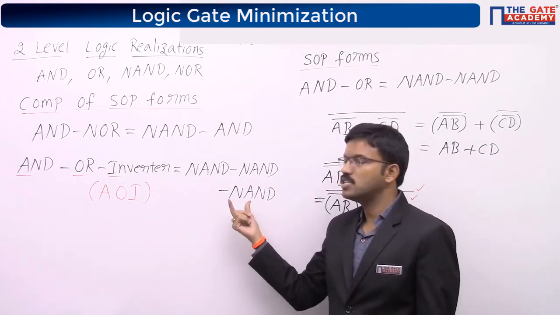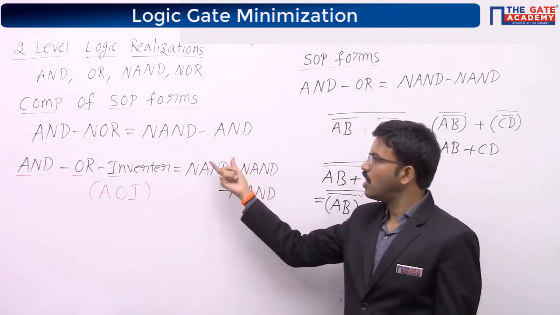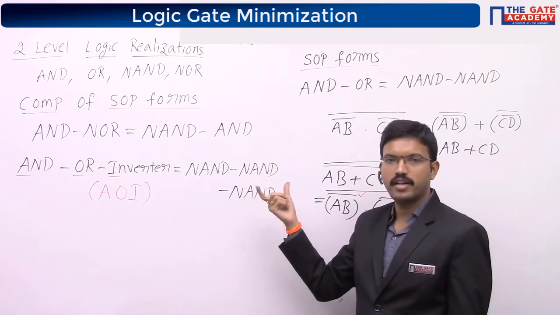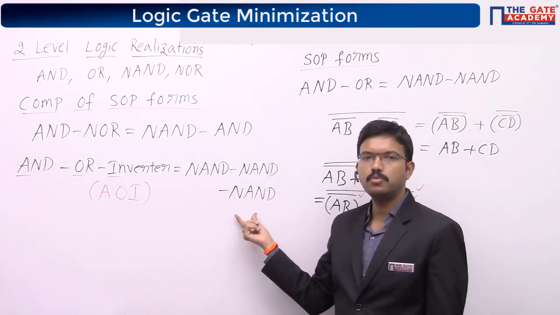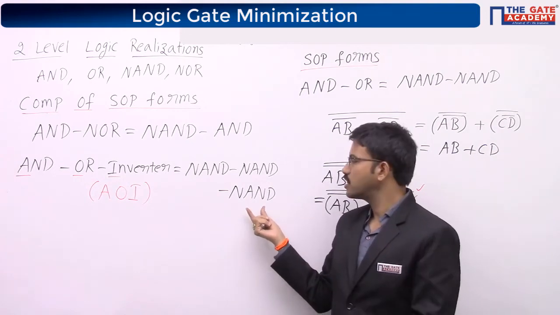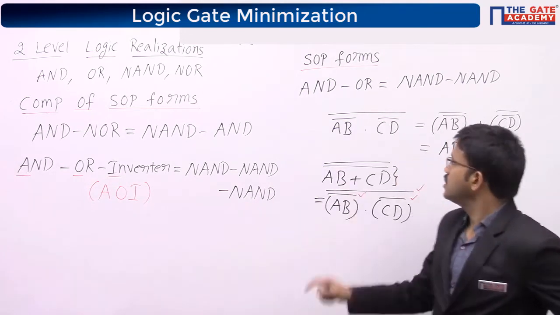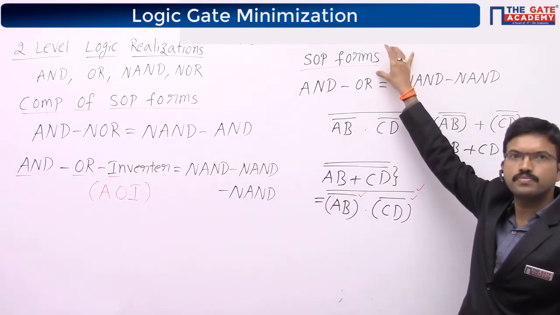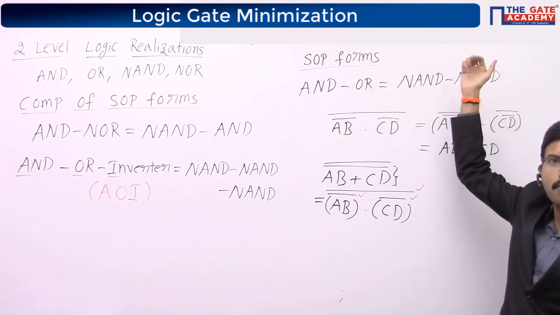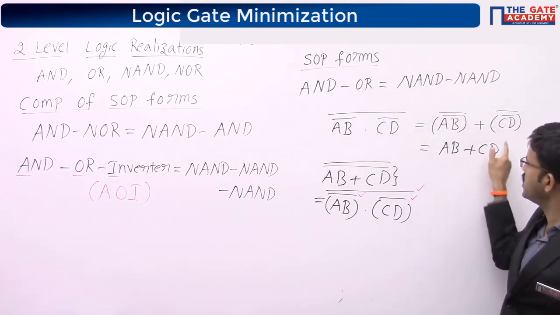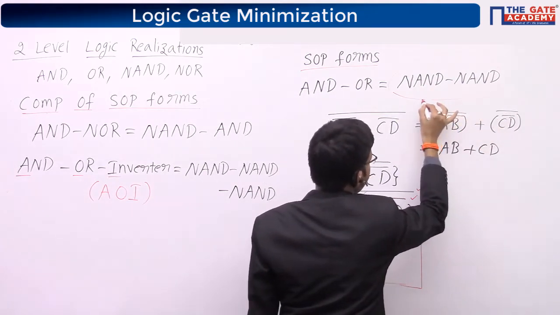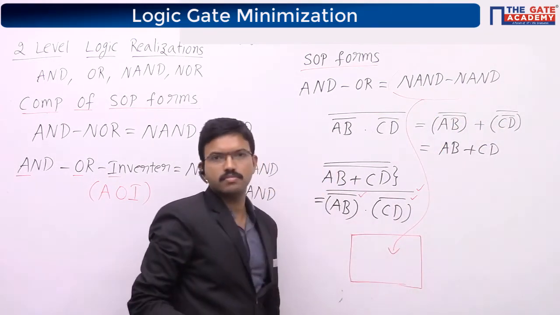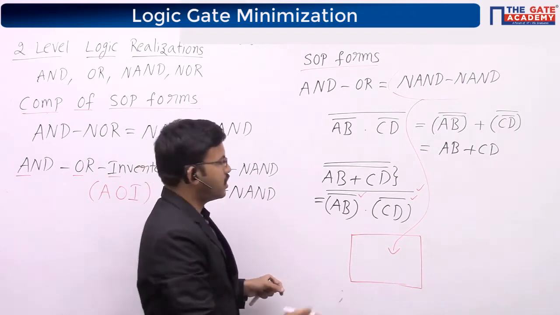Here we want to implement all the functions with the help of NAND, so I will use a NAND based inverter. If you connect both the inputs as the same, then that NAND will work as an inverter. See, up to here I am getting SOP form. After that I want the complement of it. Suppose here you are getting AB plus CD. Whatever I am having here will be inside the 2 level logic relation.